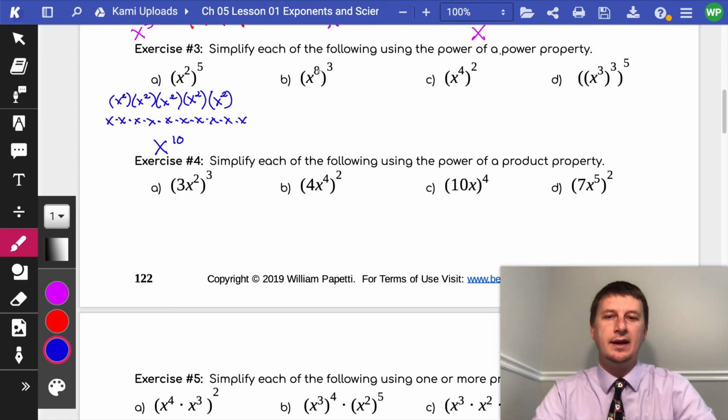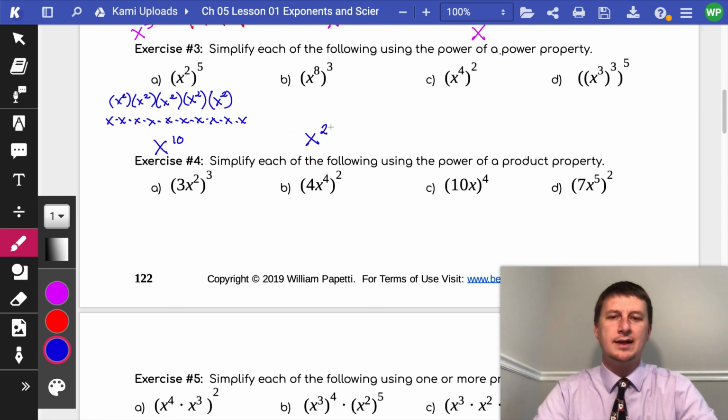So now we have x to the 8th to the 3rd power. And that's going to be using our power of a power rule, because one is raised to the other, and that's going to be x to the 8 times 3, which is 24. In part C, we have x to the 4th to the 2nd, and that's going to give us x to the 8th power, because 4 times 2 is 8.